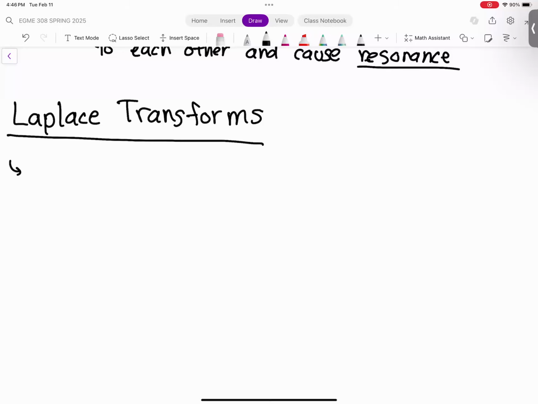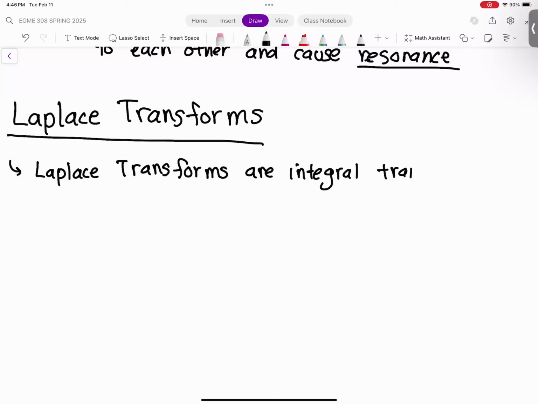So what are Laplace transforms? A Laplace transform belongs to this class of mathematical techniques called integral transforms. And to perform a Laplace transform, you need to perform an integral. And the idea is to essentially perform a change of variables.